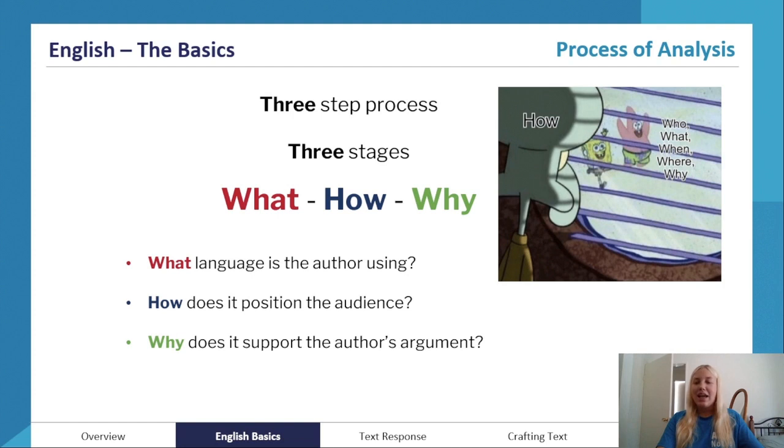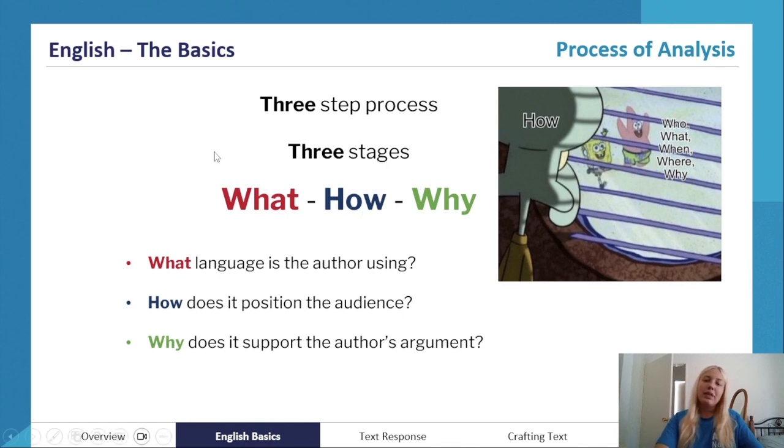Remember that in analyzing arguments, your body paragraphs are comprised of an argument, a topic sentence based on the author's argument that you've identified, and are just a repeat over and over of the what, how, why process until you close that paragraph, essentially. So you need to get really, really good at conducting this process. And this is just your analysis of persuasive language techniques. It's the majority of your body paragraphs.